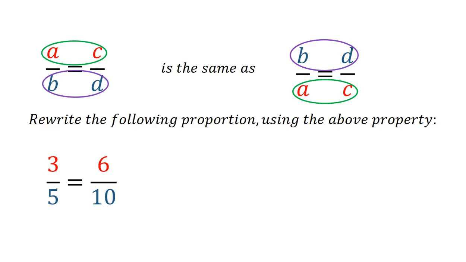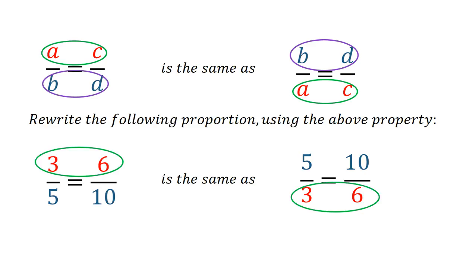So let's rewrite the following proportion using the above property. So we have 3 over 5 is equal to 6 over 10 again, so that's going to be the same as. So the 5 and 10 are in the denominator, so they're going to come up to be in the numerator, and then 3 and the 6 are going to go down the bottom into the denominator. So that's going to be our new proportion. So the 3 and the 6 are still grouped together. It went from the numerator to the denominator, and then the 5 and the 10, it went from the denominator to the numerator.